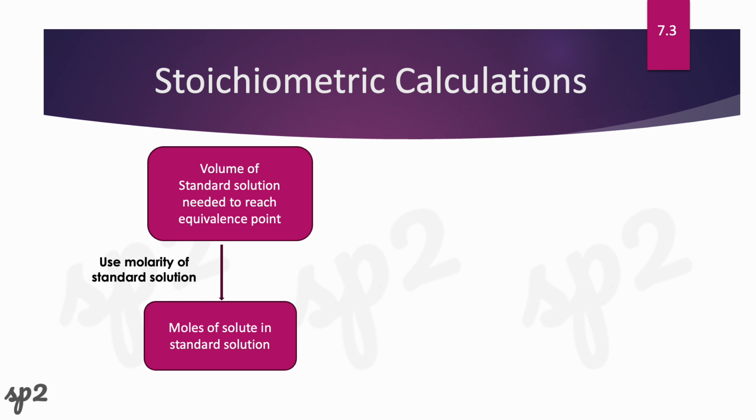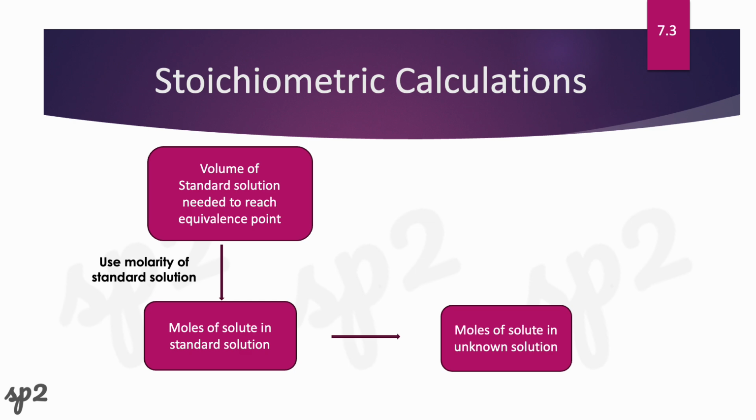Okay, cool. So you've got the moles of your solute. Now you want to use that in order to get to the moles of another compound, which is going to be your unknown solution here. So how do we go from moles of one compound to another one?